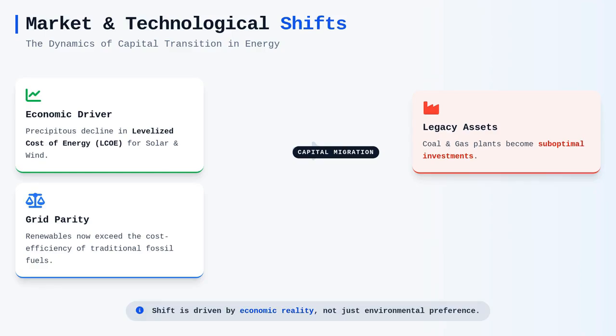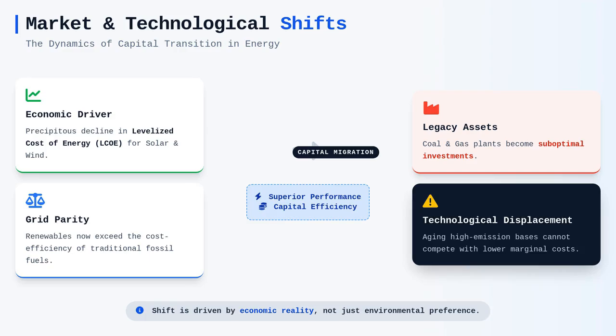This shift is not merely a matter of environmental preference, but a direct result of capital efficiency and superior technological performance. When a firm relies on an aging, high-emission asset base in a market where renewable alternatives offer higher reliability at lower marginal costs, they face a classic case of technological displacement.